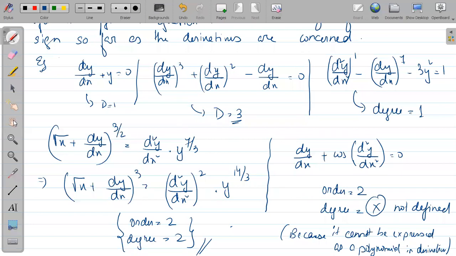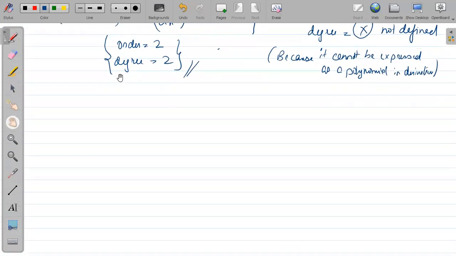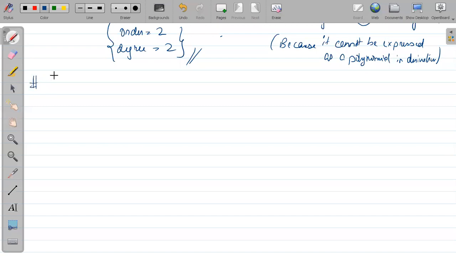Okay, let's move ahead. Suppose some more examples, let me take. Suppose this is the question. The question may be given like this also. Can you tell me what is the degree and order for this question? So very simply we can tell how.